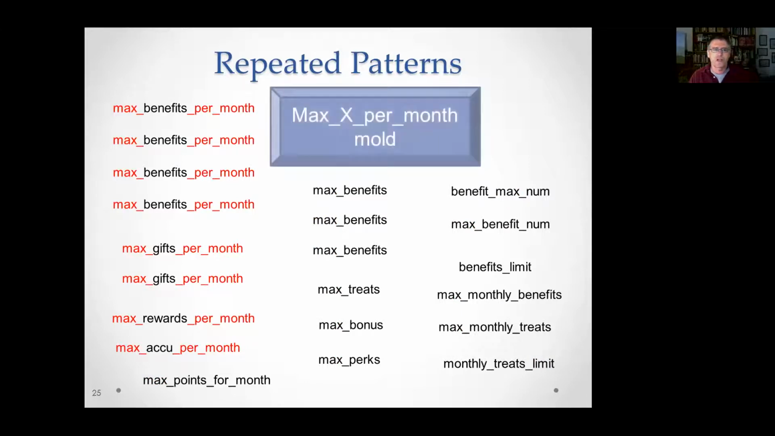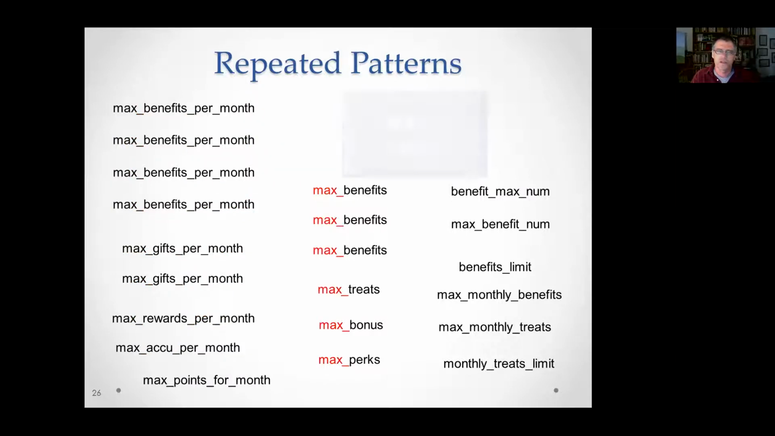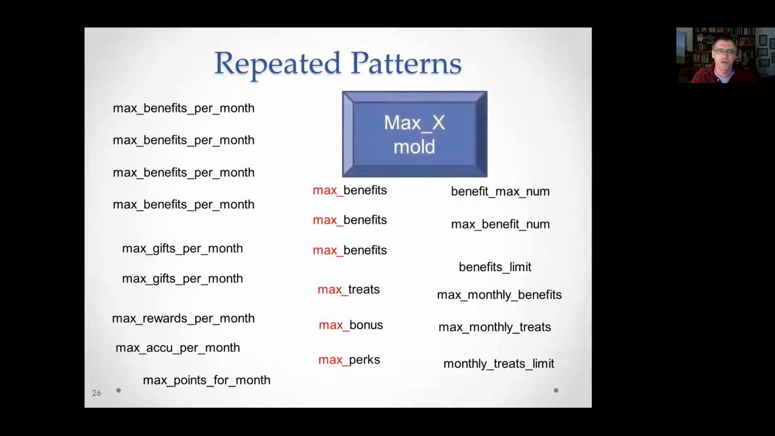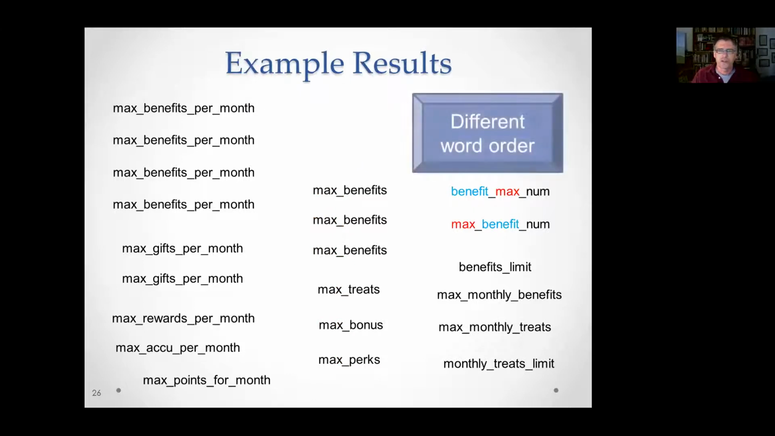Other patterns we see are certain molds for the names. For example, there's a mold max x per month, where x could be any of the concept words I showed before. There's another mold that's max x, without the per month part. Finally, another pattern we see is that different participants use the same words in a different order. For example, one participant suggested the name benefit max num, while another suggested max benefit num.